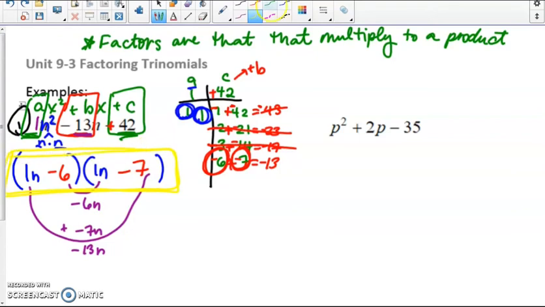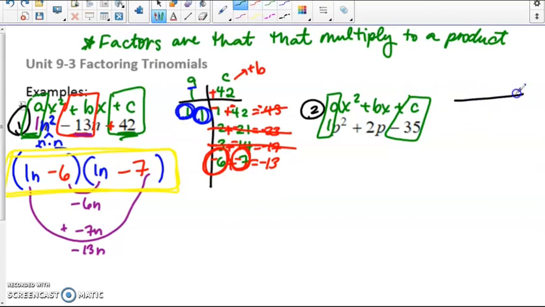Alrighty. Now, second example. We have p squared plus 2p minus 35. Step 1, check them all for GCF, and because he's a 1, we don't have to have a GCF amongst the coefficients. Step 2, look at your variables. He has a p, he has a p, he does not, so no GCF. Step 2, we're going to find our factors that multiply to a, and our factors that multiply to c. So our a is 1, our c is a negative 35, and now we set up our table.